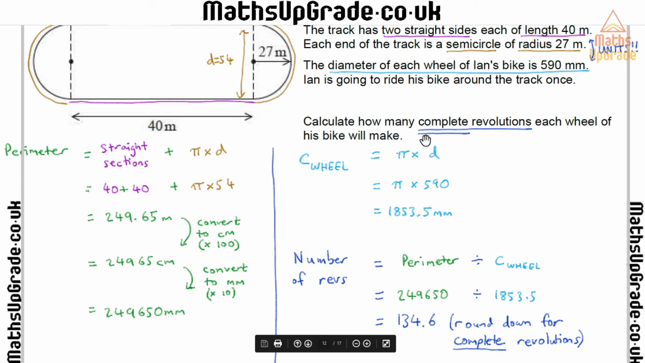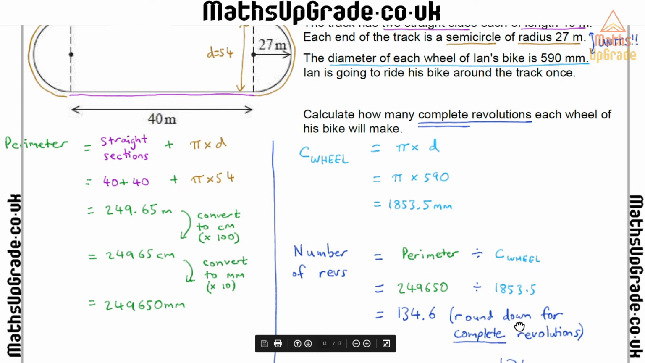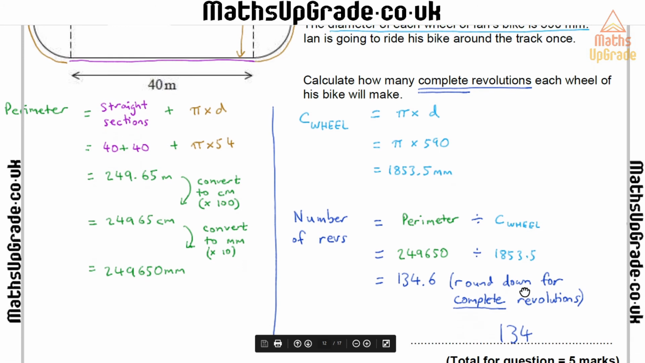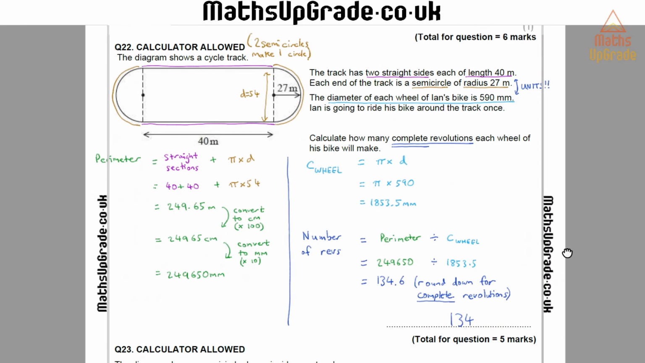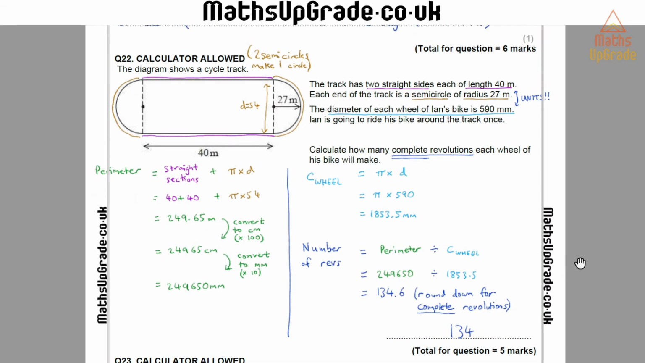Now, it does say how many complete revolutions, so that's not quite a complete revolution. That's 134 revolutions and a little bit left over. So I have to round this down to complete revolutions. So that would be 134 revs. And that whole question there is worth 5 marks.